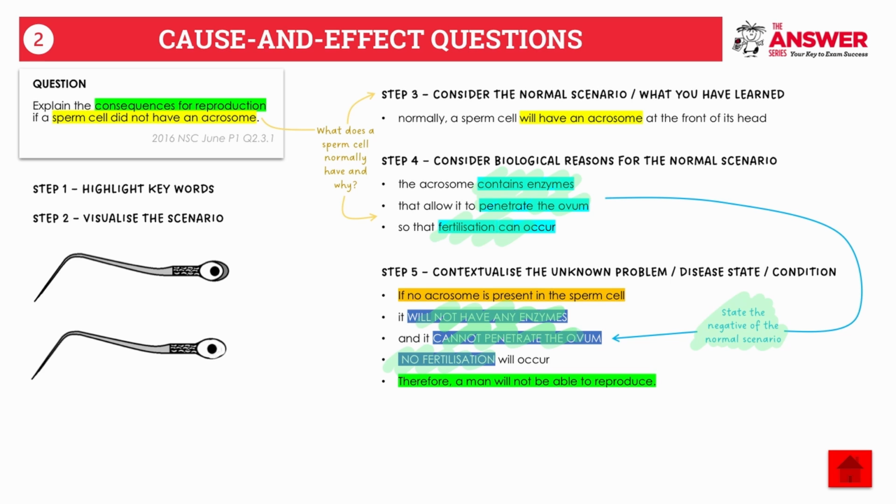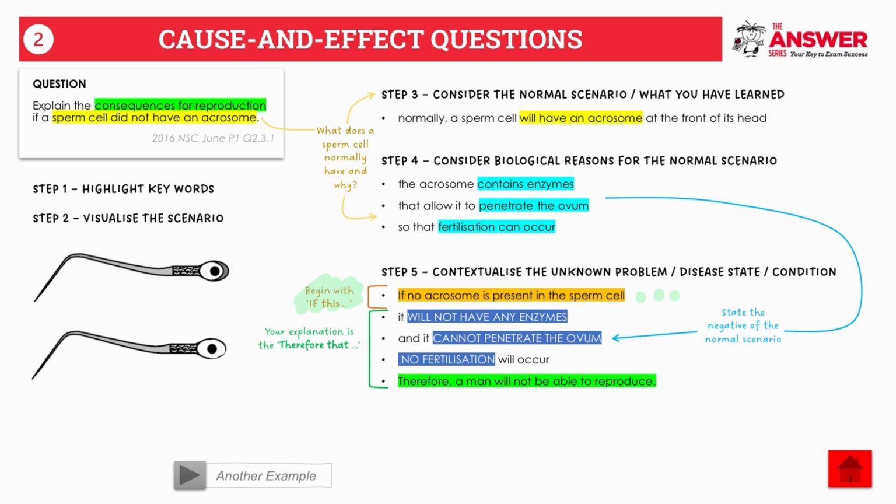You end off by answering the question, so explain the consequences for reproduction. So therefore, the male will not be able to reproduce. No reproduction will take place. He basically doesn't have effective sperm cells in order to allow for fertilization to occur. So you begin with, if this is the case, therefore this is going to happen, and you answer your question by stating the negative of what you've learned.